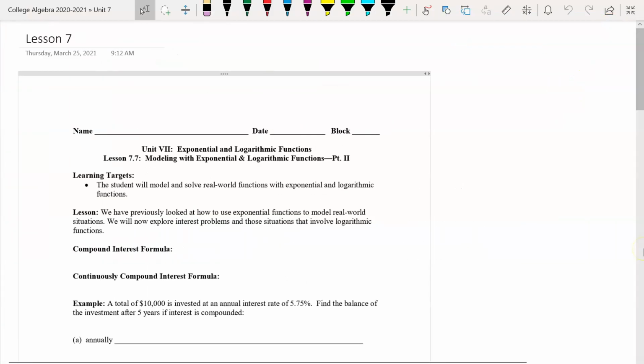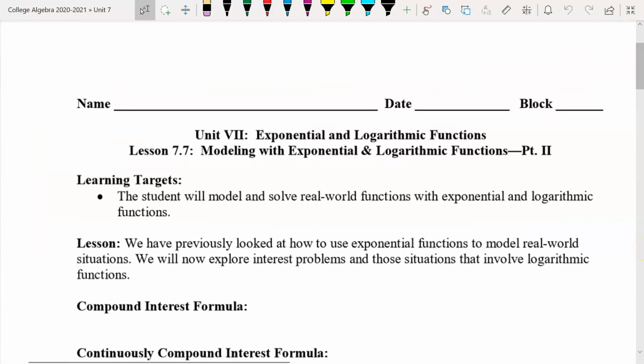So hopefully 7-6 went well with the worksheet. I split this into 2 days just because modeling problems are usually pretty tough for people. So the second day we're going to talk about compound interest and the continuous compound interest formula.